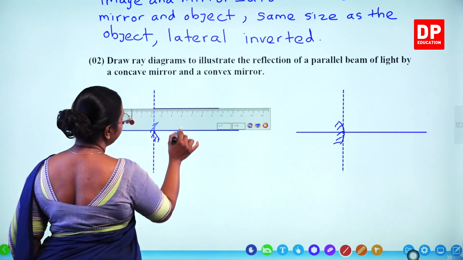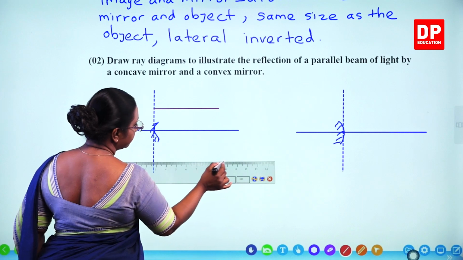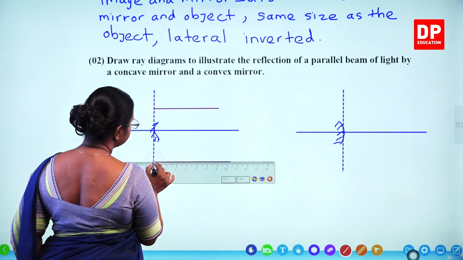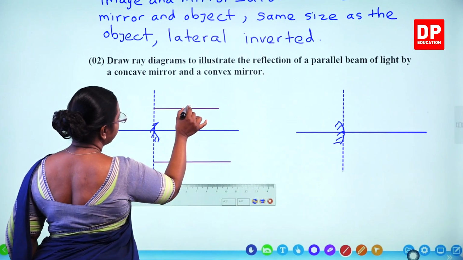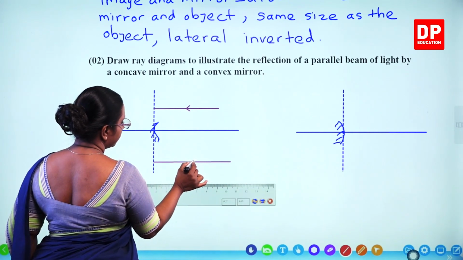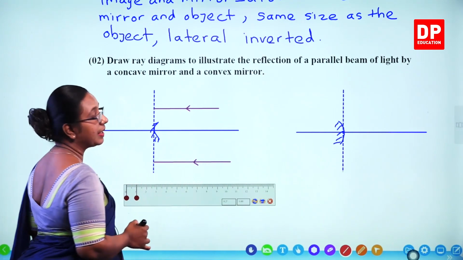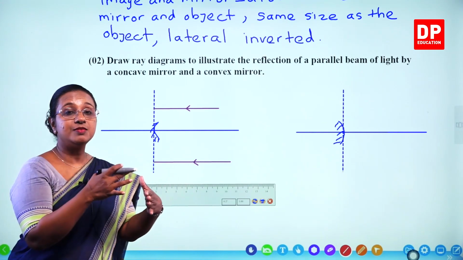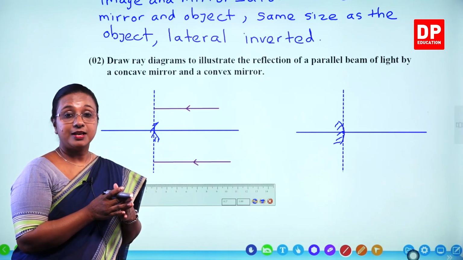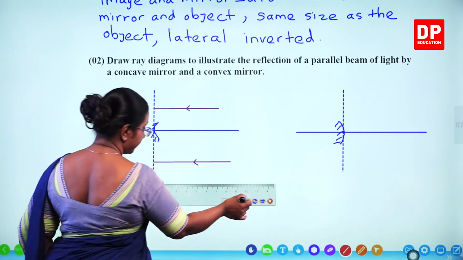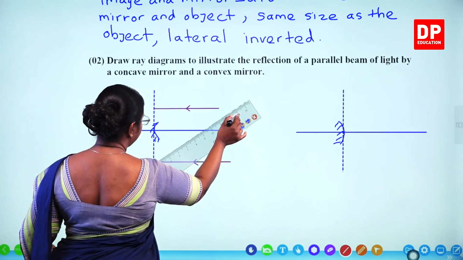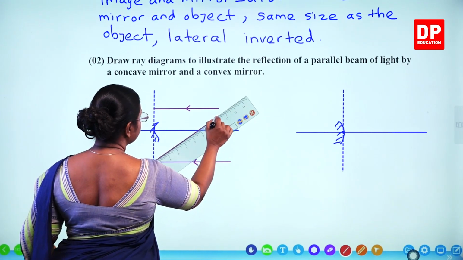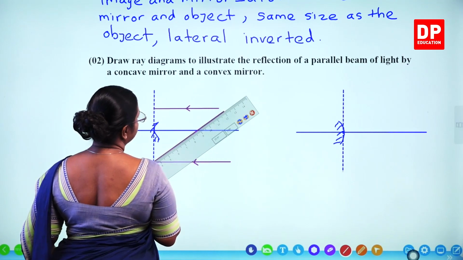That is one ray. I will draw another ray coming parallel to the principal axis. So we have two rays. One is this, one is this. Both are parallel. What happens to these rays? They will converge. They will reflect and go through one point, the same point. What is that point called? It is the focal point of the mirror.